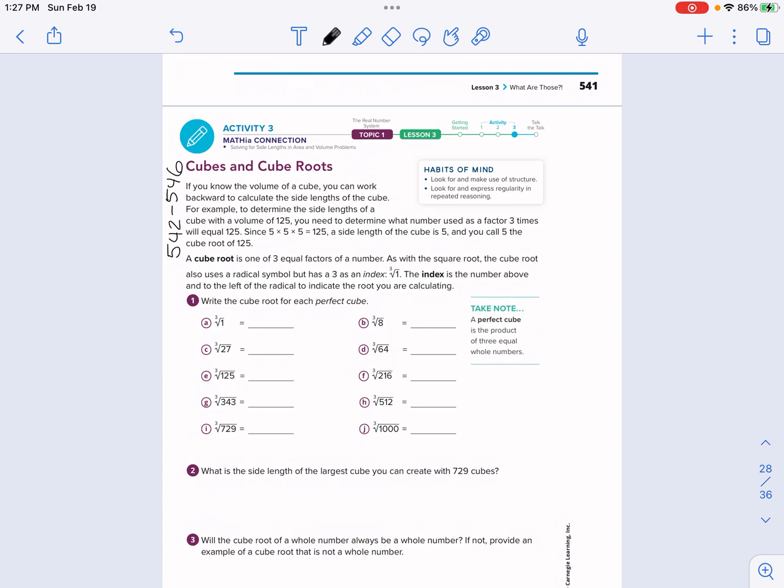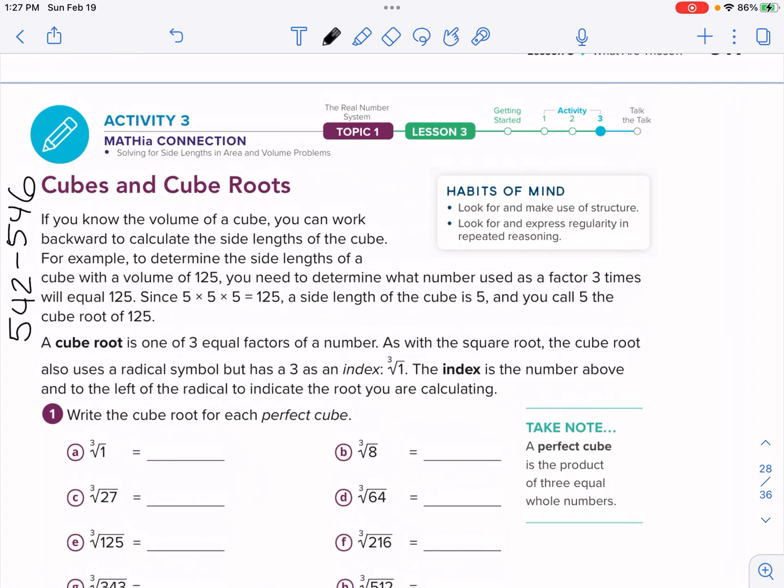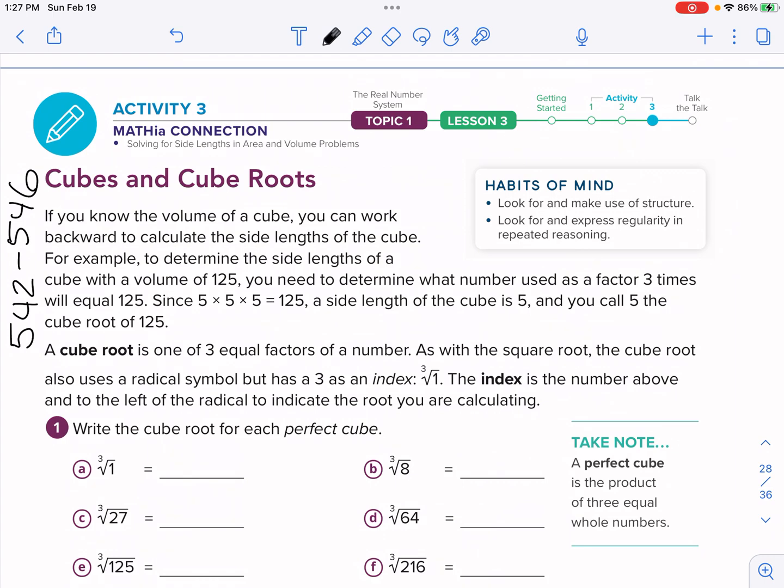But anyways, on this lesson, we're focusing on activity 3 and talk the talk, and this is on cubes and cube roots. So last lesson we were talking about squares and square roots, so similar, but we're just adding another layer to it. So looking at this beginning part, cubes, right? We talked about cubes earlier in their physical shape, but also what do they represent? They represent 3 numbers that are being multiplied. They have factor 3 times that are equal. So in this example, we're looking at the volume of 125. This would be 5 times 5 times 5, which is 125. So that would be that side dimension.